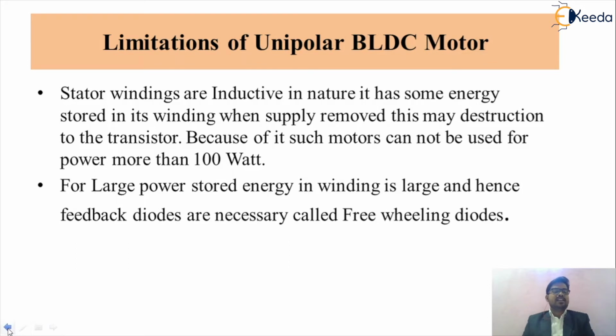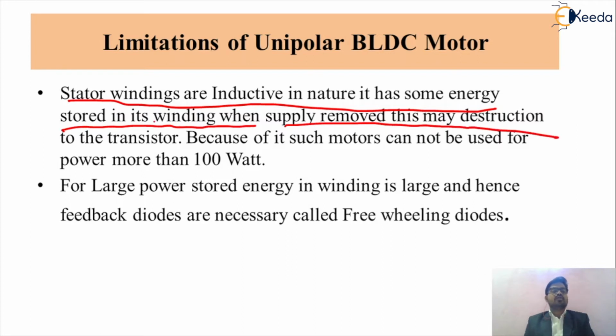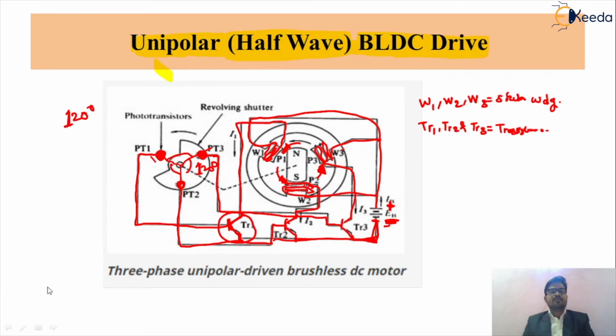So basically, as we have seen, in the unipolar BLDC motor, the stator windings are inductive in nature. So when this stator winding is energized, it will have some energy stored in the winding. But while we are removing the supply, what will happen? The energy stored in that particular stator winding will be released, and this energy will disturb the transistor. Because of that, such motors cannot be used for power of more than 100 watts. Let's understand this concept very clearly.